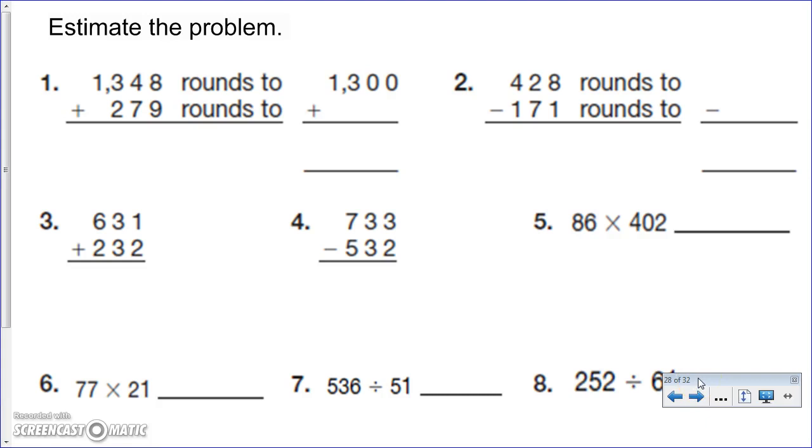Estimate the problem. So in number 1, 1,348 rounds to 1,300, and 279 rounds to 300. And then we simply add. So our answer is 1,600. In number 2, 428 rounds to 400. 171 rounds to 200. And then 400 minus 200 is 100.